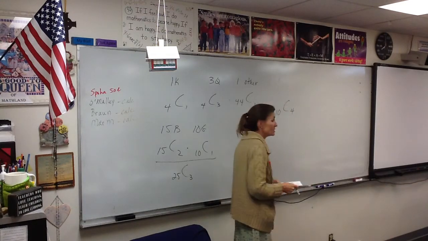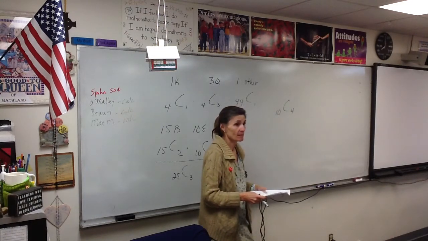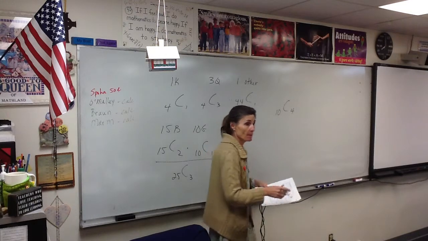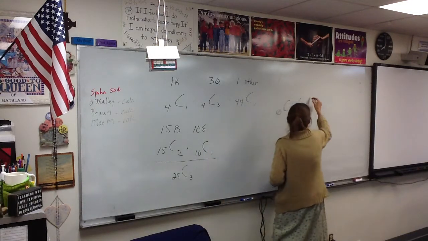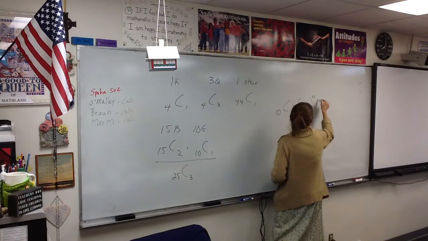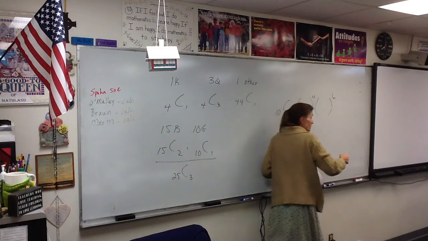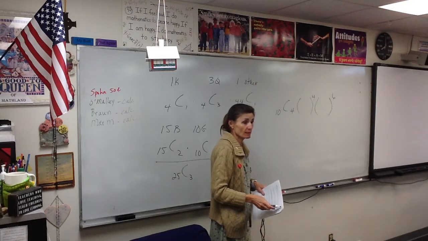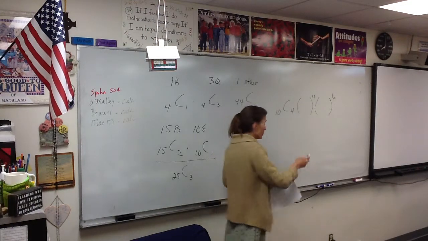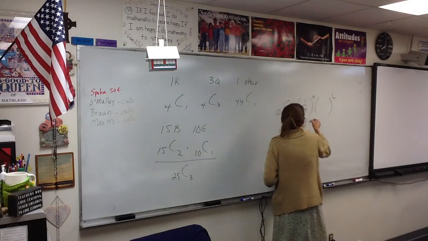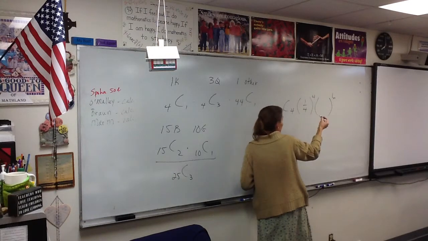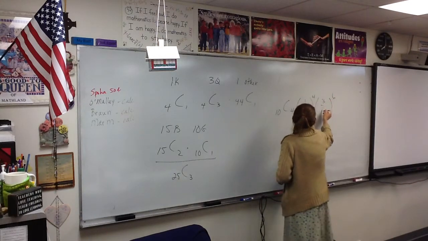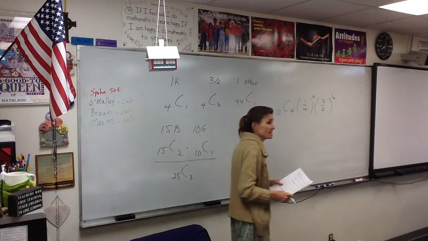Now, what else do you need in the problem? That's not enough, obviously. What else do we need? We need the probability of 4 rights and 6 wrongs. Now, what's the probability of guessing correctly? 1/4. And then the probability of guessing incorrectly, that would be the answer to the question.